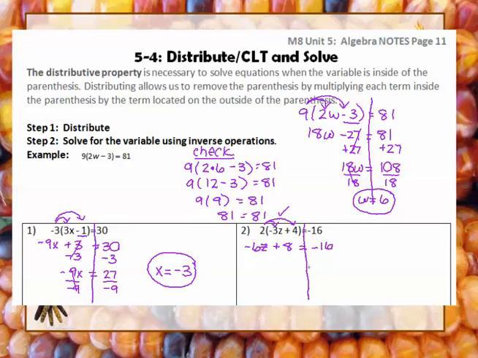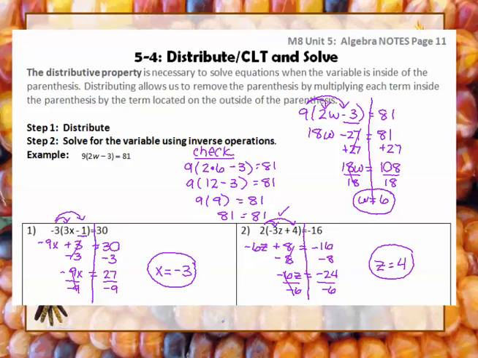Do I have any combining like terms now? Remember, distribute, then combine. I do not have any combining like terms, so I'm going to solve it like a regular equation, minus 8 on both sides to get the constant away. I'm left with negative 6z is equal to negative 16 minus 8 gives me negative 24. Divide by negative 6 on both sides to get it away from the z. And I'm left with z is equal to 4 as my final answer.